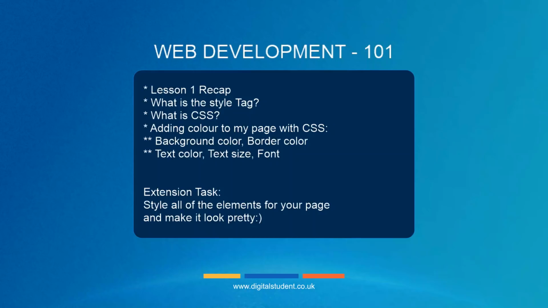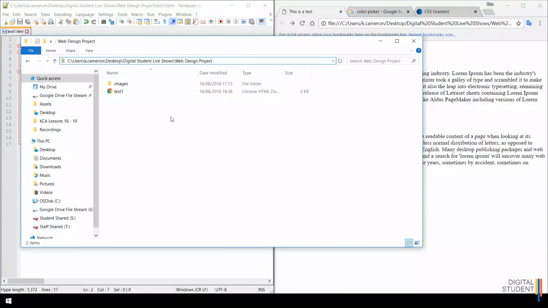And then we're just going to try out a few different things like adding background colors, adding borders and border colors, changing the color of your text and changing the size and font. Once we've done that, your extension task is to completely stylize the page that you created for your last extension task. So let's see what we have.